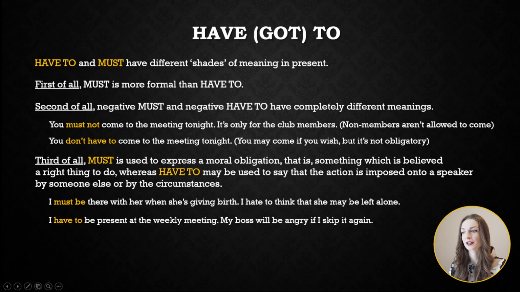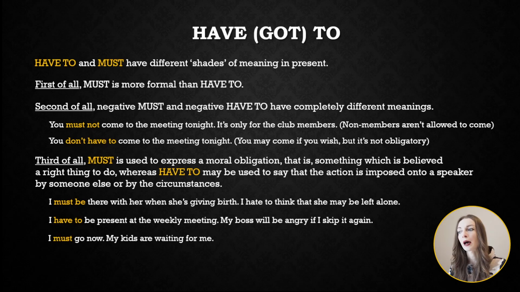I have to be present at the weekly meeting. My boss will be angry if I skip it again. The circumstances make them come to this meeting. But the person might not be really happy about this idea, right? I must go now. My kids are waiting for me. This is a sentence a mother or a father might say because parents feel obliged, they find it their moral obligation not to make their kids wait, or not to leave them alone.